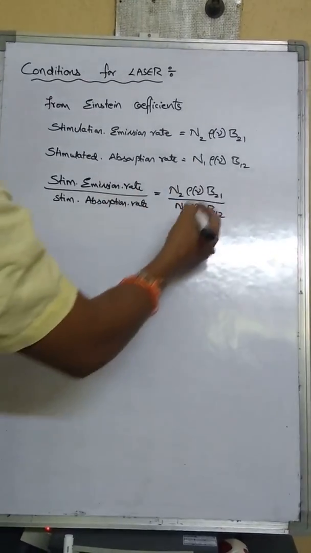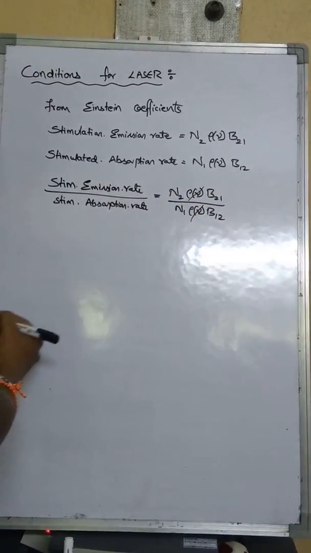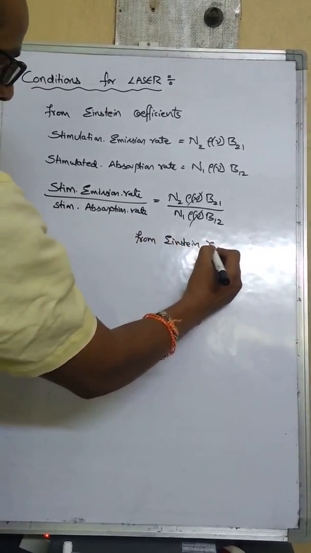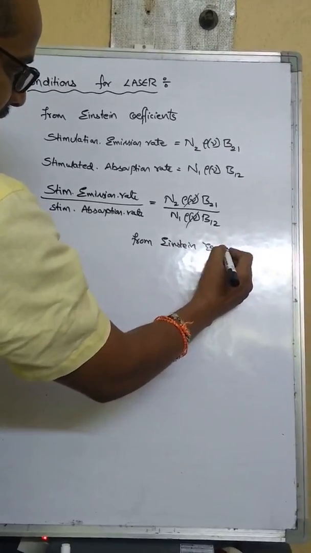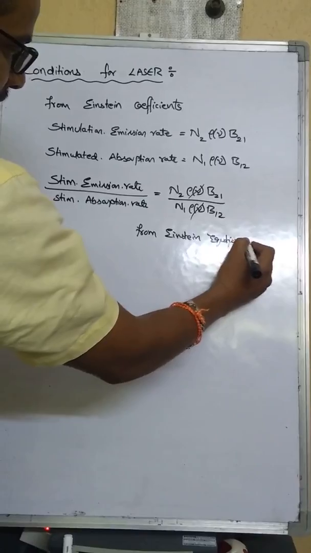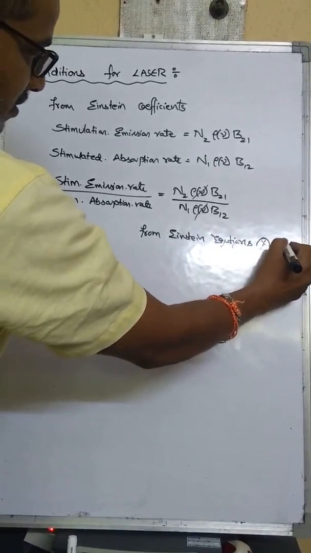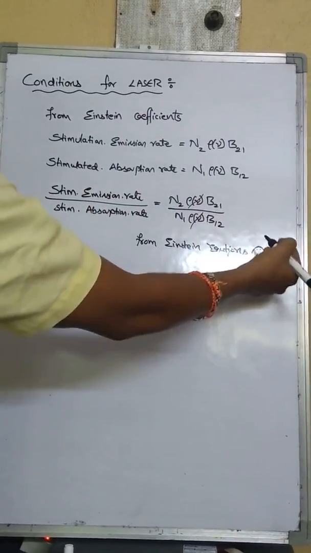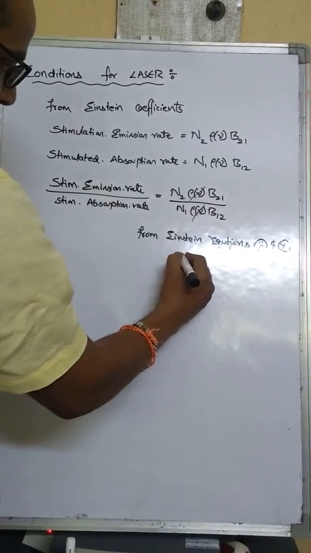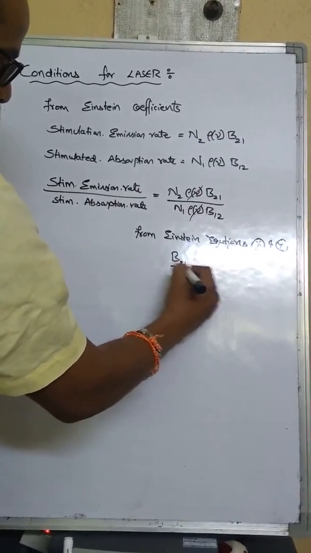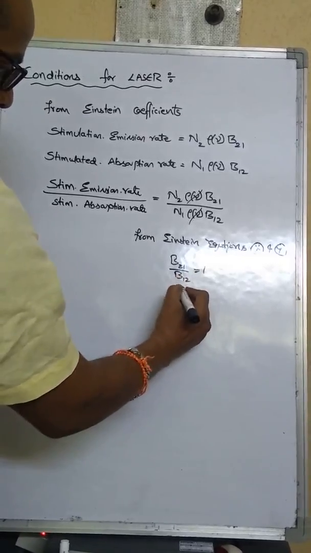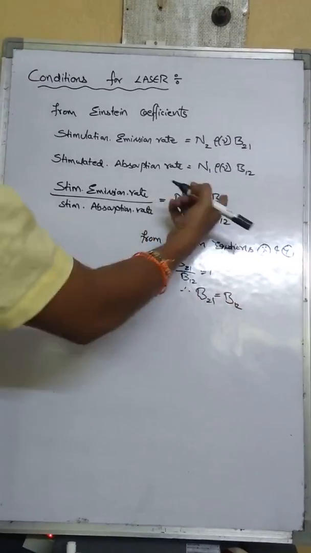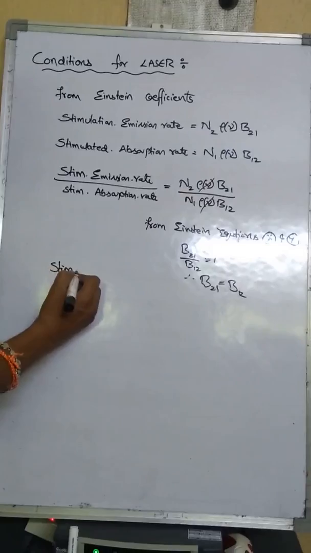Right. If you look at these parameters, rho nu will get cancelled, and from Einstein equations X and Y, you just refer to the Einstein coefficients derivation. You will find the equations X and Y, and I will use only equation Y. That is B21 by B12 is equal to 1. Therefore, B21 is equal to B12. Right? Then this ratio simplifies like this.